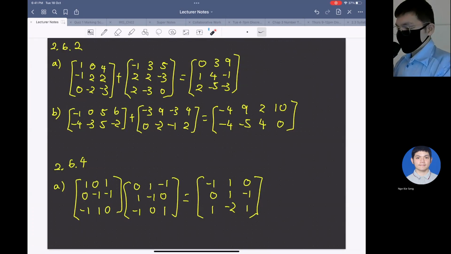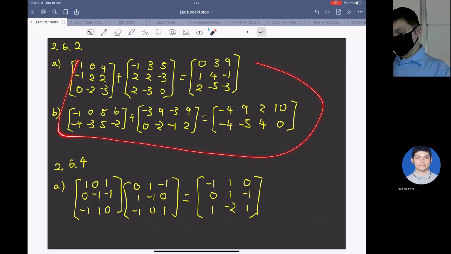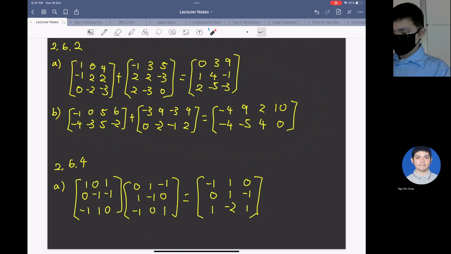Okay, just now I think I went a bit fast introducing matrix multiplication, because I thought you guys already learned this before, either in foundation or before uni. But anyway, I'll repeat it once again here. Addition is easy, because it's just entry-wise adding. But multiplication is a bit more work.